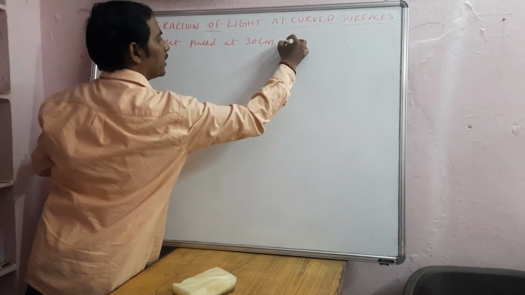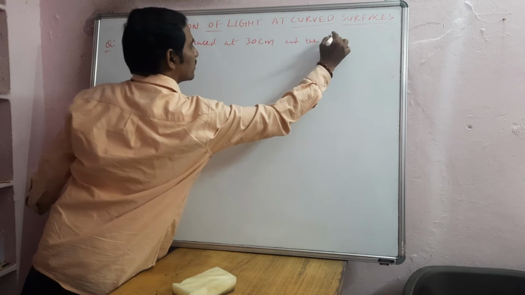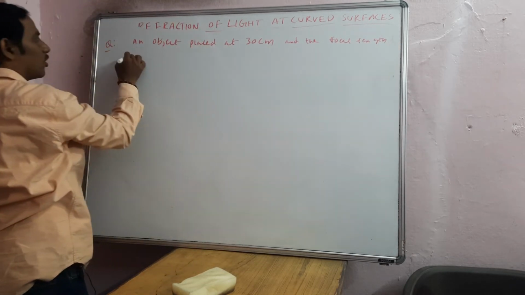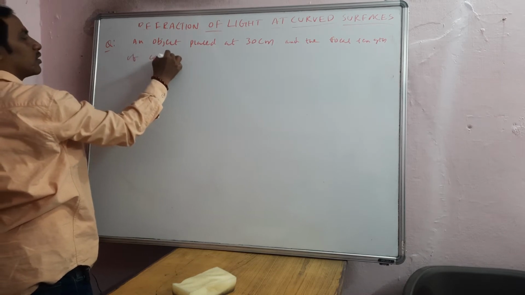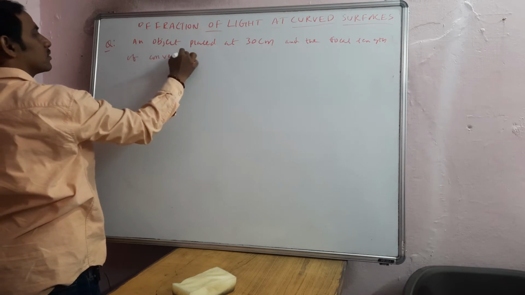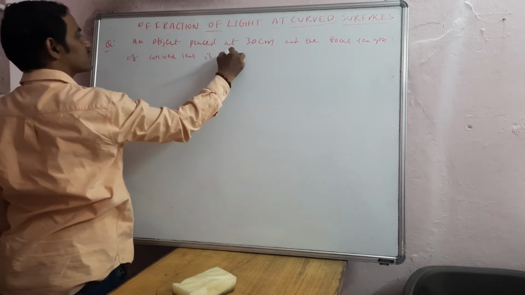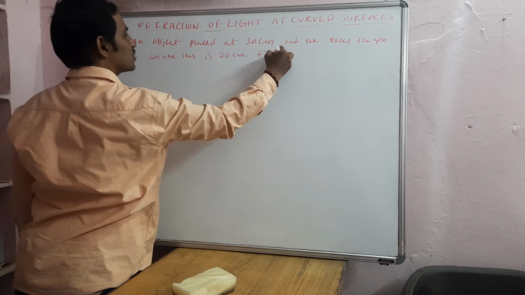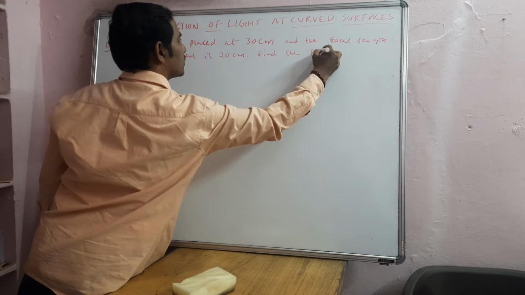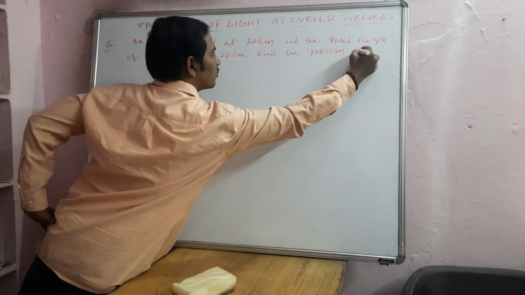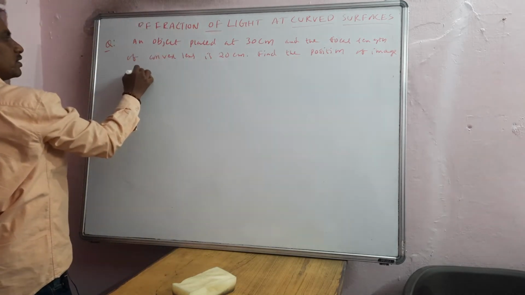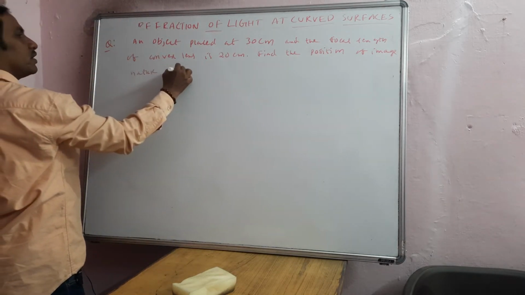Okay, and the focal length of the convex lens is 20 centimeters. Find the position of image, nature and size of image. For example, position of image, nature and size of image is asked.